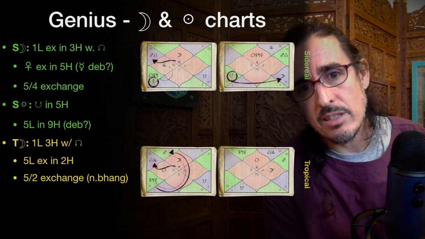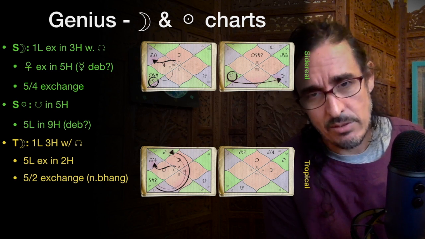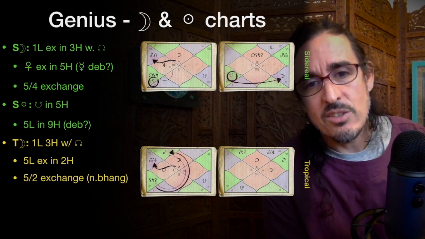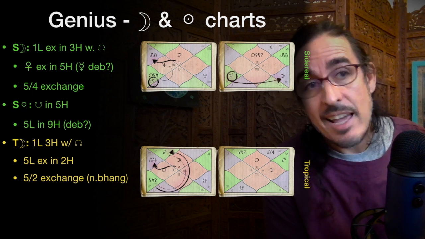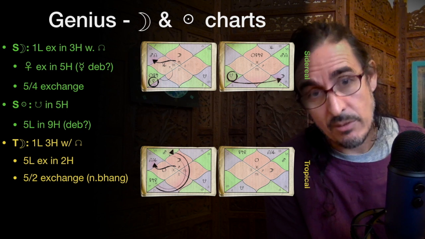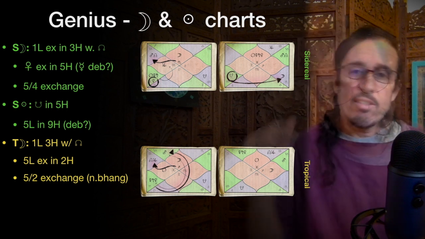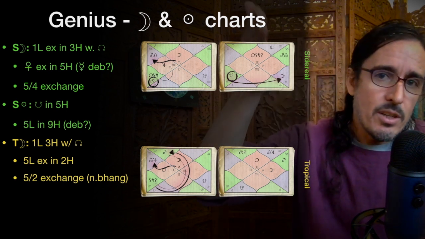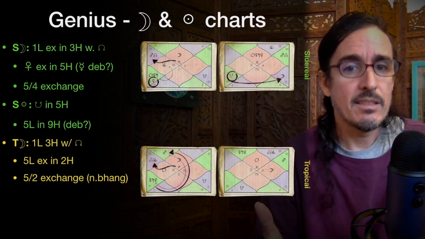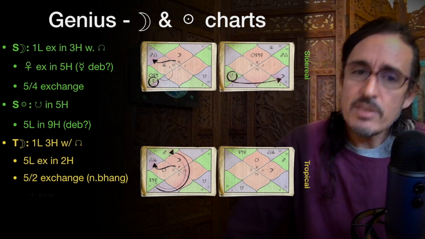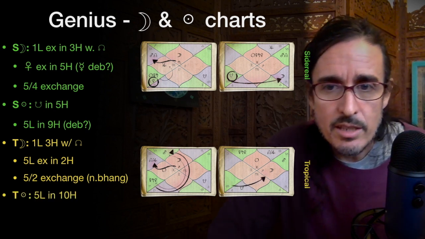sidereal chart, the Neecha Bhanga comes from Venus, which doesn't make sense for this person. In the tropical chart, the Neecha Bhanga comes from Mars, which makes perfect sense for him. And that is actually super great for intellect, house exchange of 5th and 2nd. So the sidereal moon chart is not bad, but this tropical moon chart is bang on. Tropical sun chart, it's got the 5th lord in the 10th house, great. Nothing else really special.